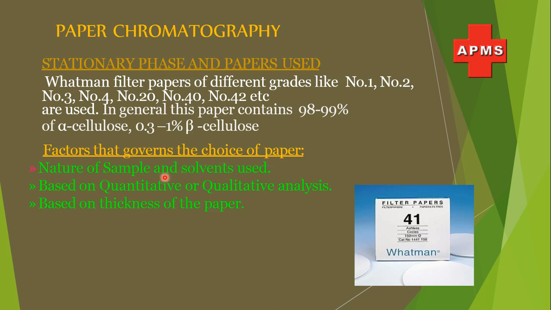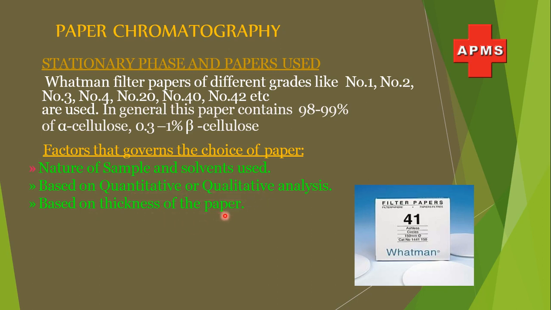Factors that govern the choice of paper: nature of sample and solvents used. Which type of sample we are using and which type of solvent mixture or solvents are being used. So depending on that we choose our paper, which pore size paper we have to use, that depends on the nature of sample. Also based on quantitative or qualitative analysis, what we want to do, if we want to do only qualitative, or if we want to do qualitative plus quantitative, then it depends on that experiment.